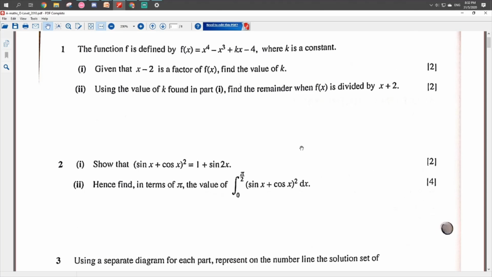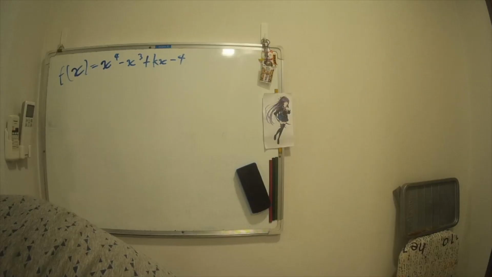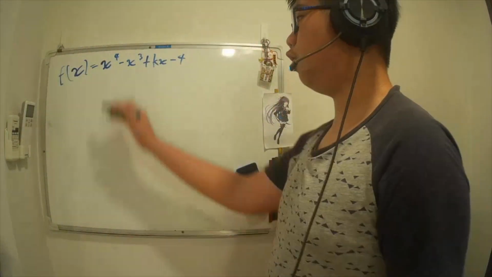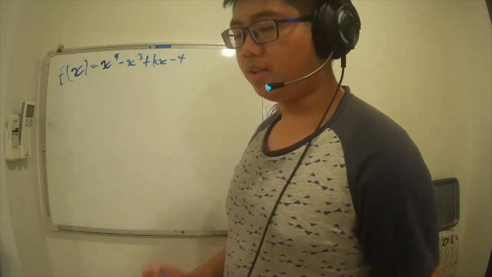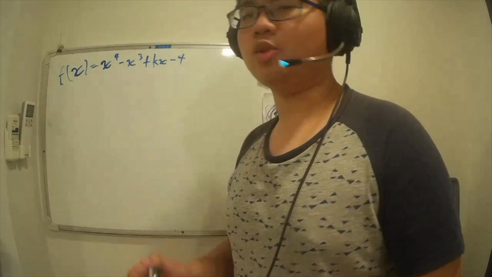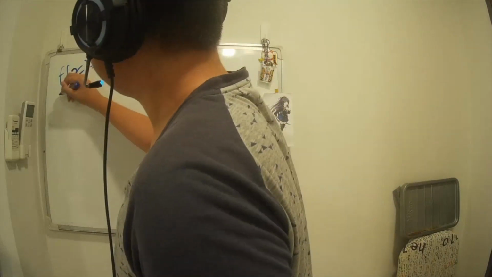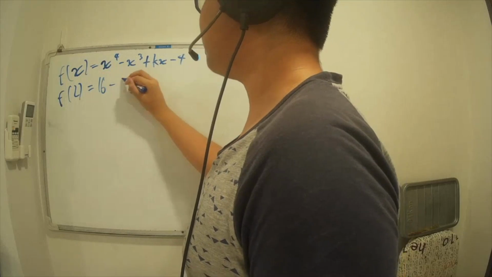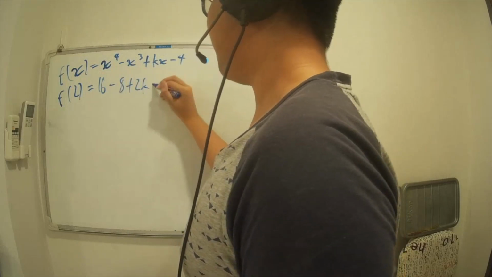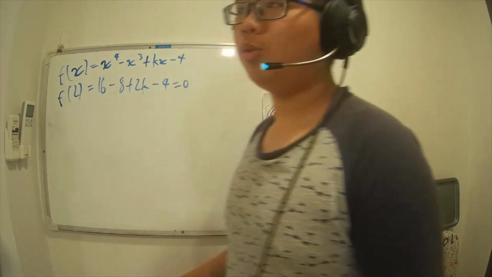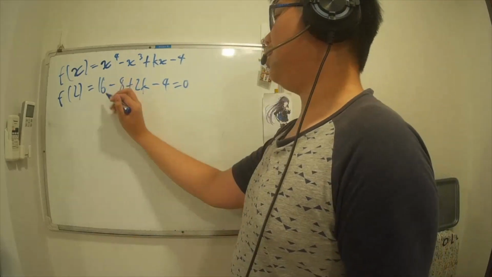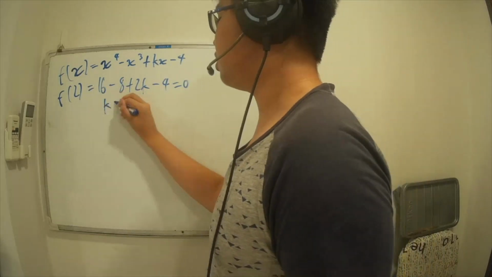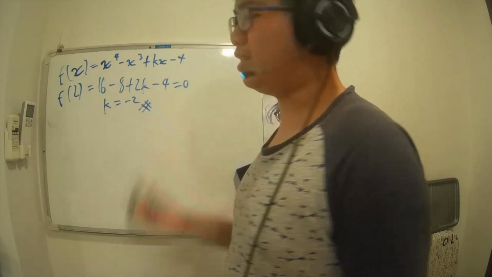So given that x minus 2 is a factor of this, find the value of k. If x minus 2 is a factor of f of x, that means that by the remainder theorem, f of 2 is equal to 0, right? So let's do this. f of 2 is equal to 16 minus 8 plus 2k minus 4, which is equal to 0. We'll just work this out in our head, okay? So this is 8, this is going to be 4. 4 plus 2k is 0, so k equals negative 2. That was pretty easy, right?